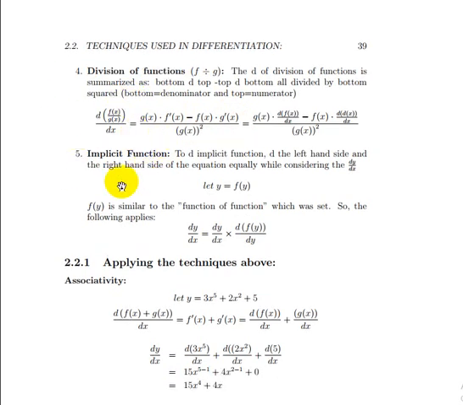Now the next one is implicit function. If you have an implicit function, an implicit function is just a function which is described as y equals f of y.